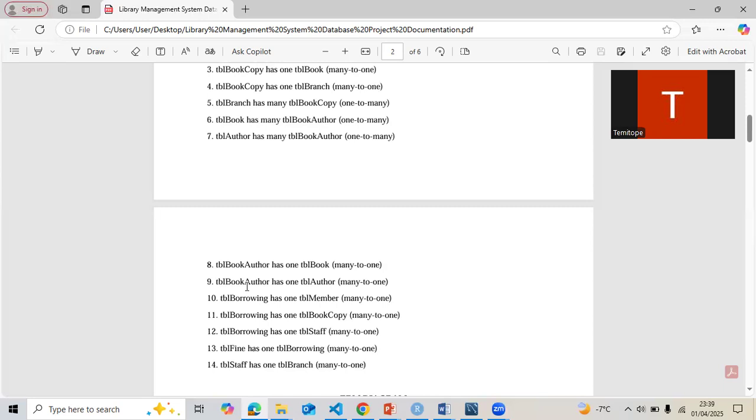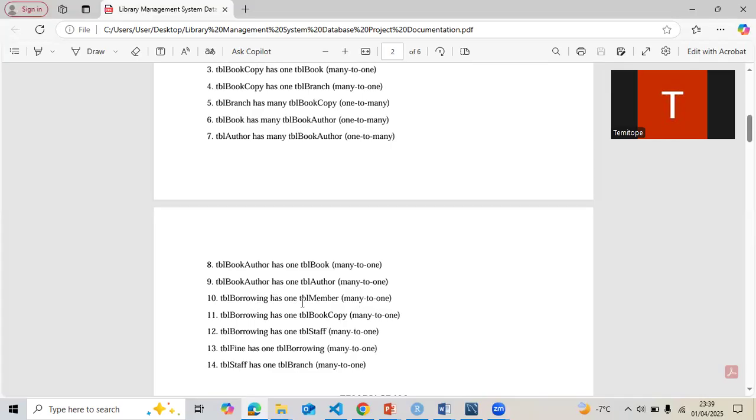Then the book author has a many to one relationship with the author. Borrowing has a many to one relationship with member. Of course, a member can borrow so many books. A member can borrow like 5, 10, it depends. So that is a many to one relationship.